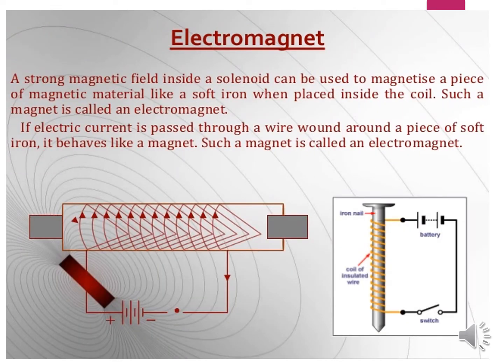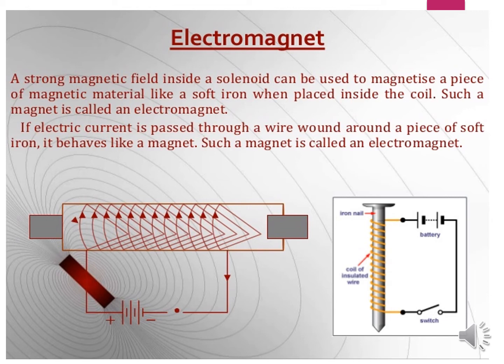Now we have the electromagnet. The strong magnetic field inside a solenoid can be used to magnetize a piece of magnetic material like soft iron when placed inside the coil. Such a magnet is called an electromagnet. If electric current is passed through a wire wound around a piece of soft iron, it behaves like a magnet. Such a magnet is called an electromagnet.